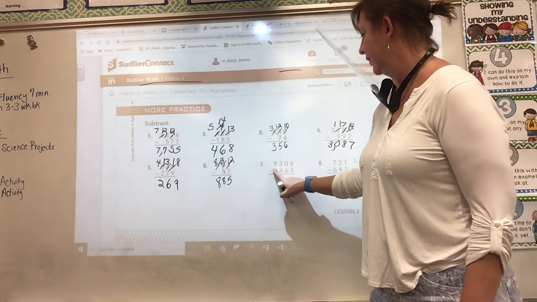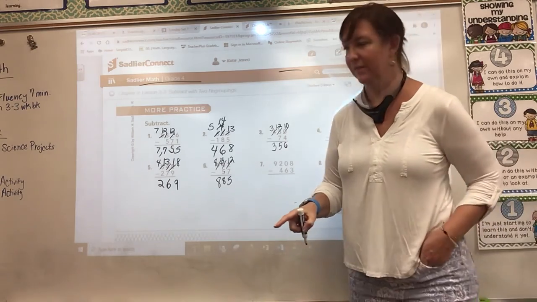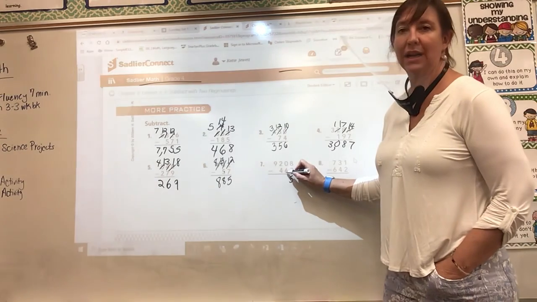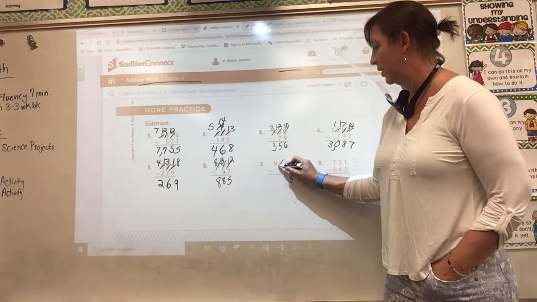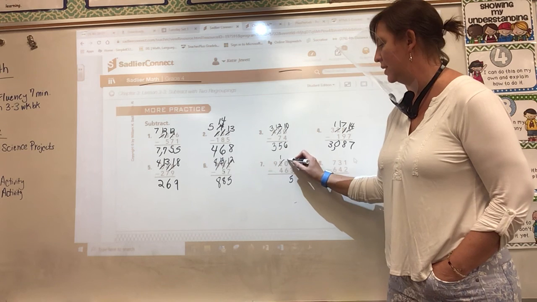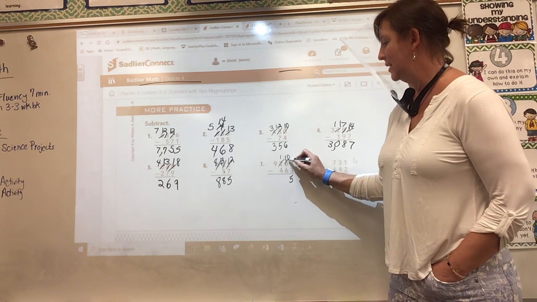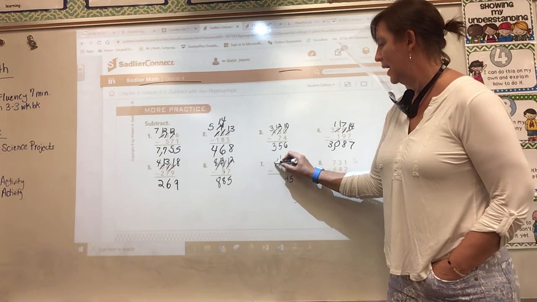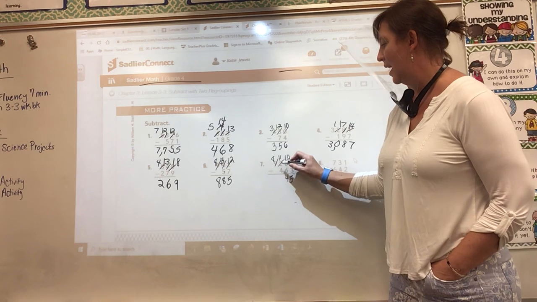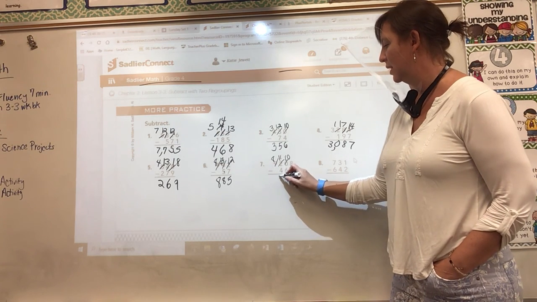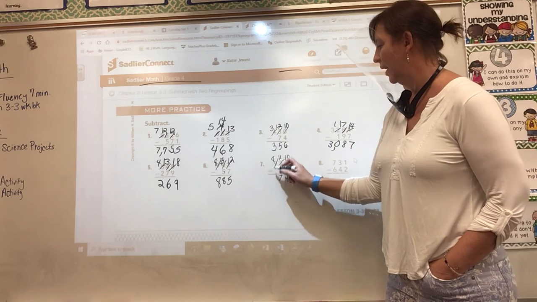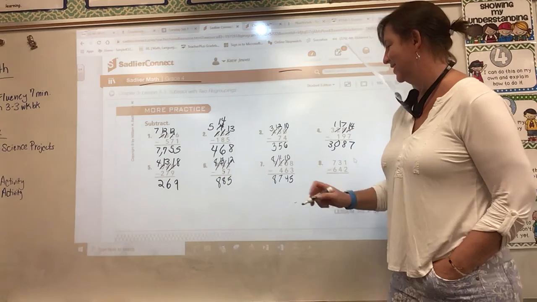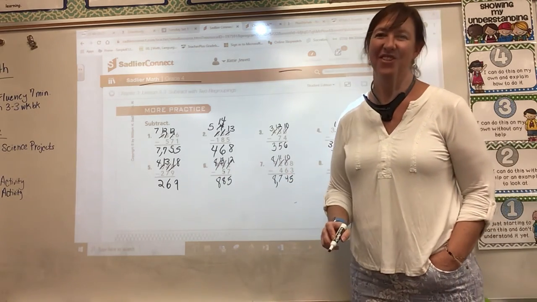So let's take a look at number 7. Number 7 is 8 minus 3 is 5. I can't subtract 6 from 0, so I have to borrow from the hundreds place. It becomes a 1. This becomes a 10. 10 minus 6 is 4. I can't subtract 4 from 1. I have to borrow from the thousands place. And this becomes 11 minus 4 is 7. And bring down the 8. Did I do that right? Yes, you did. 8,745.